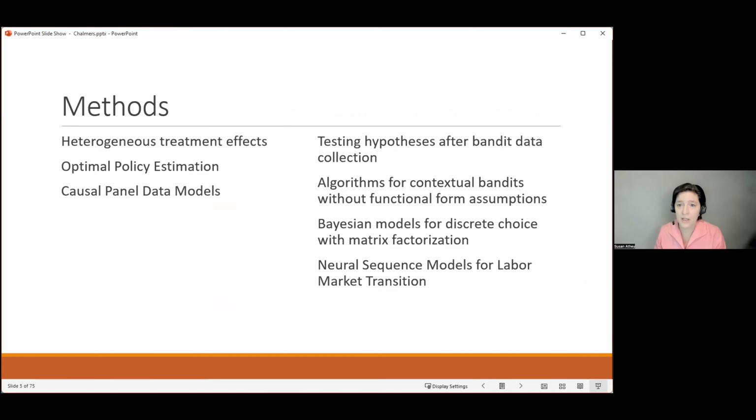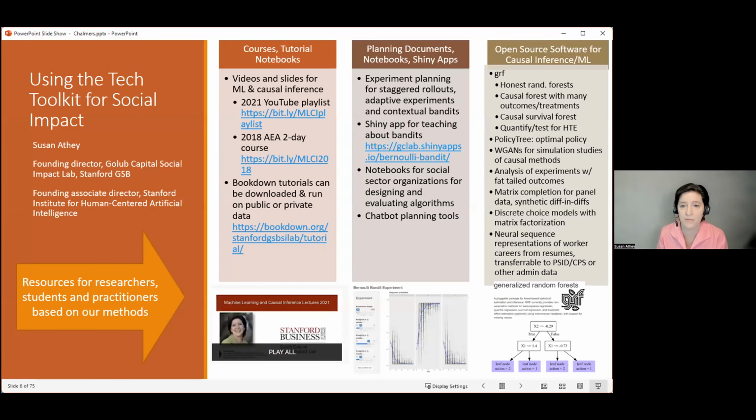So in my lab, we have some people who do methodology today. I'm not going to talk about methods too much. I just want to advertise that we're working on a lot of methods that are complementary to the pipeline that I just talked about. Everything from heterogeneous treatment effect to adaptive experiments. How do you test hypotheses after bandit data collection? We're looking at contextual bandits that learn targeted treatment assignment policy, and we have methods and theory papers about that. But today I'm going to focus mostly on applications.